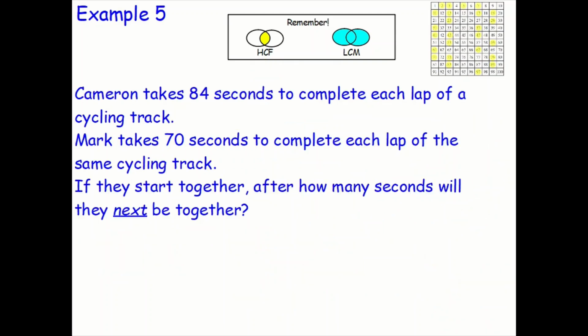Example 5. Now, this is a really popular exam style question, which is basically asking you to find the LCM. So let's have a look at the question. Cameron takes 84 seconds to complete each lap of the cycling track. Mark takes 70 seconds to complete each lap of the same cycling track. If they start together, after how many seconds will they next be together? Okay, and there are some keywords there which give this away. So it says if they start together, after how many seconds will they next be together? And that is code for the LCM.